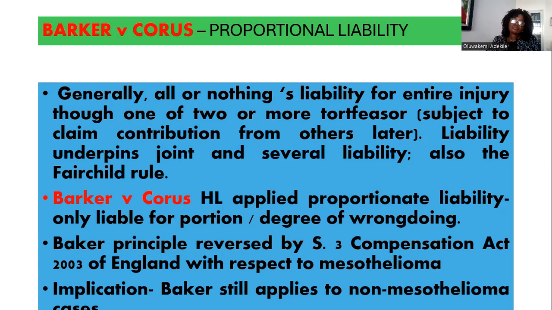So what joint and several liability does, as espoused in Fairchild and some other cases, is that it makes the first defendant liable for the entire injury. That defendant can go ahead and sue for contribution from the other 3 that are outstanding. But that would be a case between the defendants, amongst defendants rather.